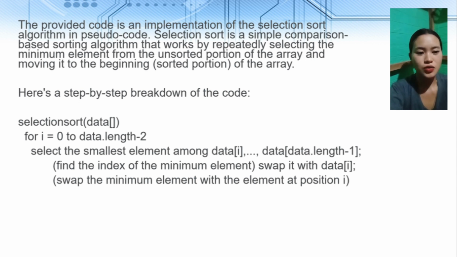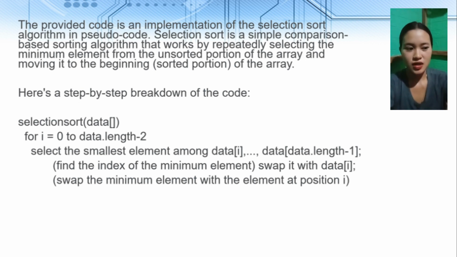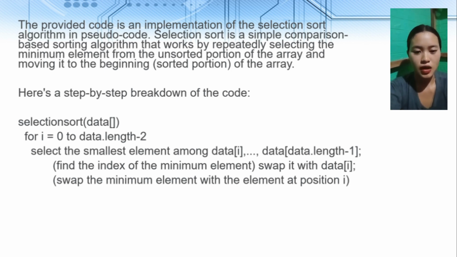The provided code is an implementation of the selection sort algorithm in pseudocode. Selection sort is a simple comparison-based sorting algorithm that works by repeatedly selecting the minimum element from the unsorted portion of the array and moving it to the beginning sorted portion of the array. Here's a step-by-step breakdown of the code.